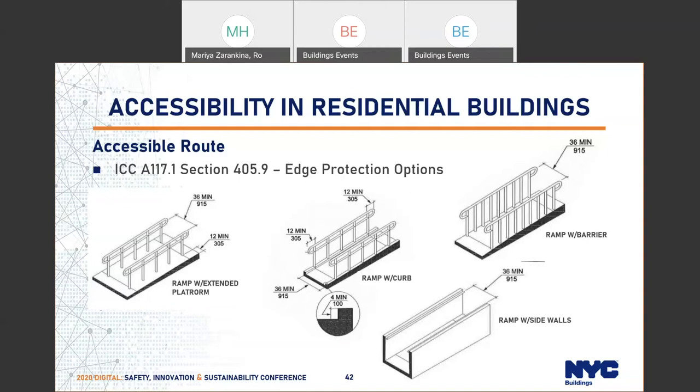Next one is ramp with a curb. So you can provide a curb with 4 inches minimum height. Also, there could be ramps with the side walls or ramps with the railing and the barrier. But remember, the clear width has to be preserved at 36 inches minimum between the rails.